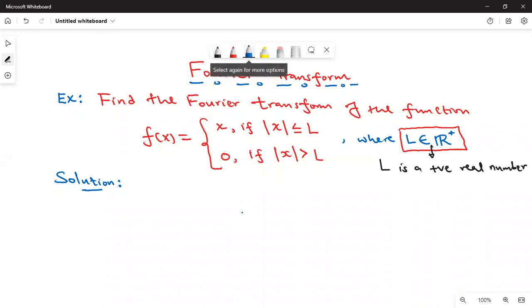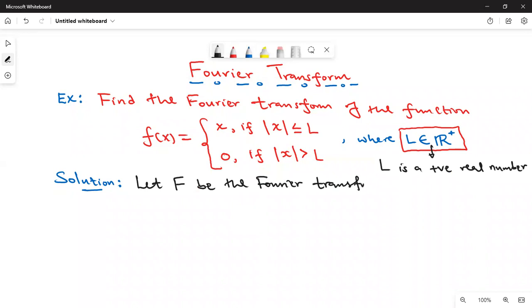Solution: let F capital be the Fourier transform operator. If that is the case, we need to find the Fourier transform of f of x. But before we find it, we can rewrite this f of x.